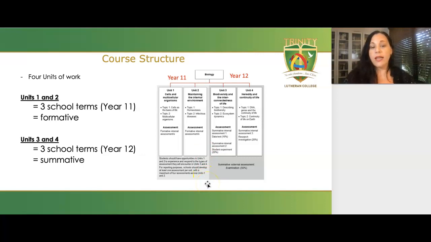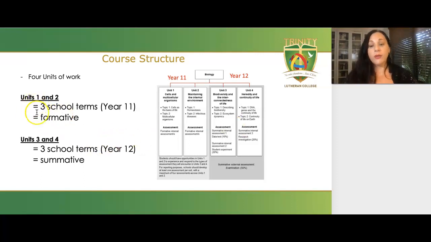In that unit, we will study biodiversity and why it's important, as well as ecosystem dynamics. That unit involves a field trip of some description where we go into the field and collect data. Unit 4 is also a Year 12 unit, and the topics are DNA, genes, and the continuity of life on Earth, which is evolution.